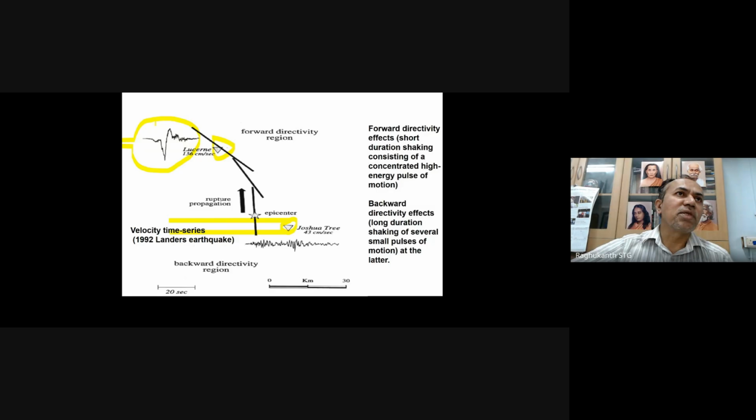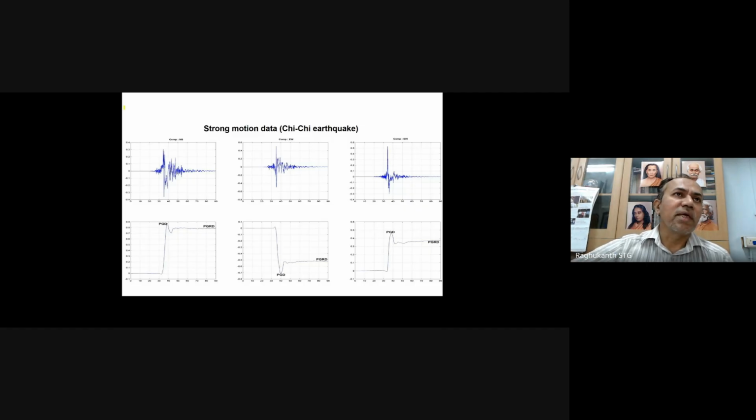This we call a pulse type ground motion, and there are a lot of papers describing these pulses. Like the Chichi earthquake, you can see the Chichi 1999 earthquake also. So your accelerations will be like this.